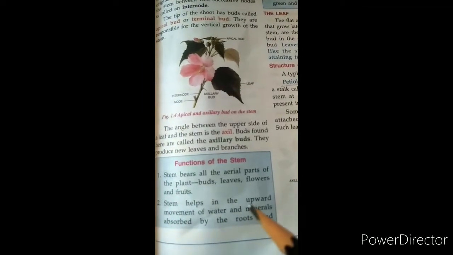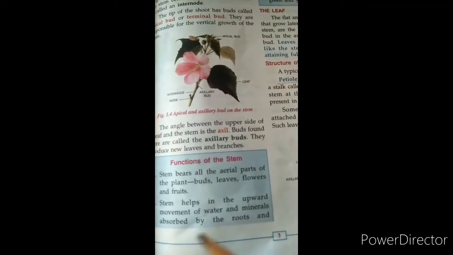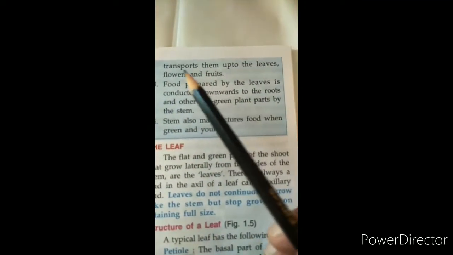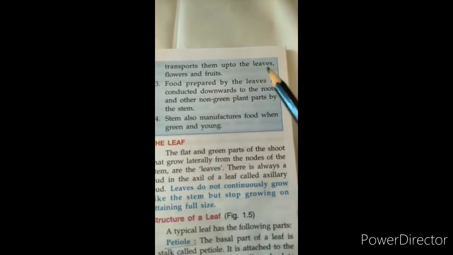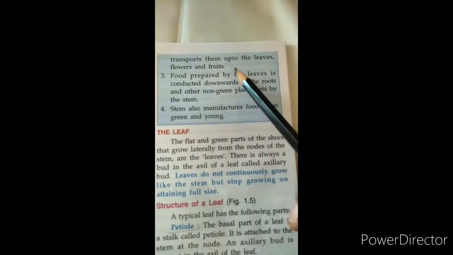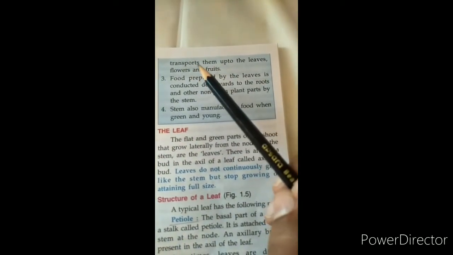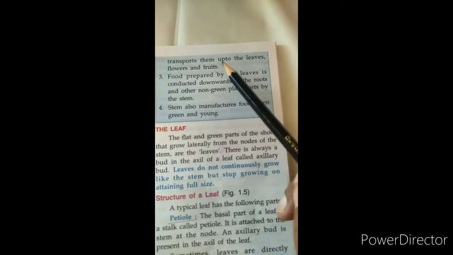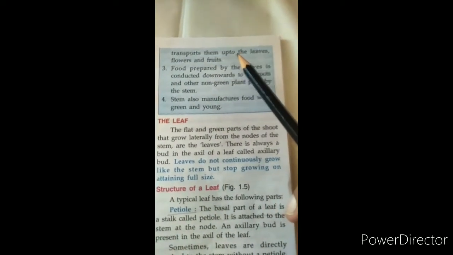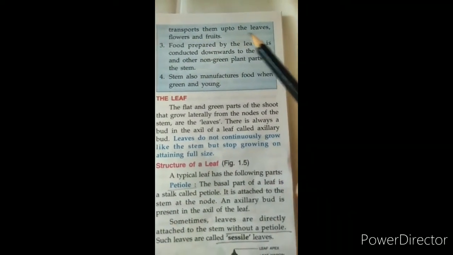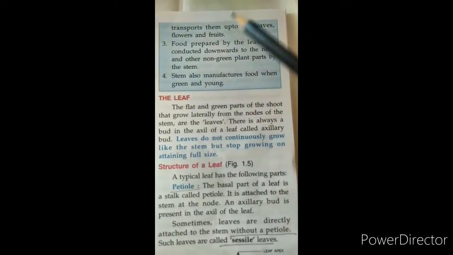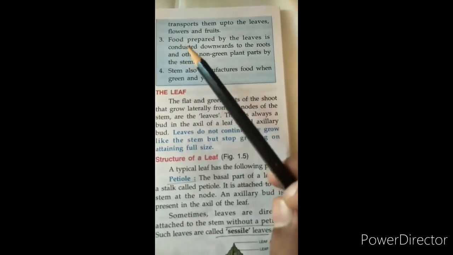So the stem helps in the upward movement of water and minerals that are absorbed by the root, and it transports these to the leaves, flowers and fruits. So it also helps in transportation. From the root it transports the minerals and the water to the leaves, to the flowers and to the fruits. That's a good one. Then the third point here.